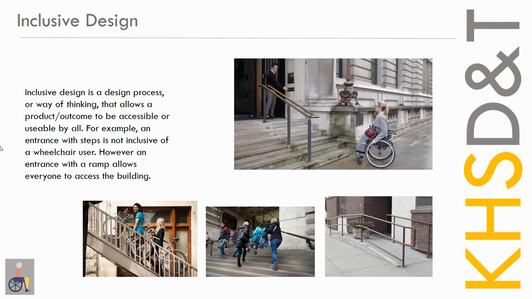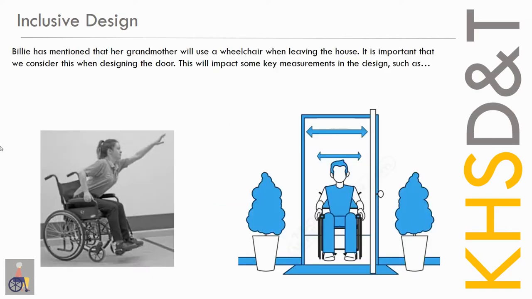Now, when we were talking to Billy last lesson, she told us that she lives with her grandmother who uses a wheelchair. So that's something that we have to consider in our design because it's not just for Billy, it's for her grandmother too. It's important that we consider the key measurements of our door design.